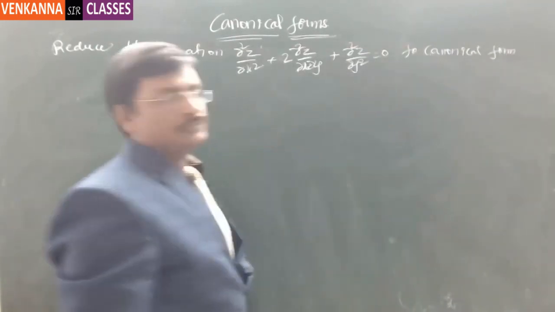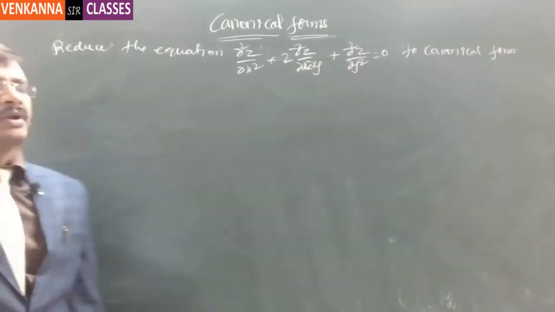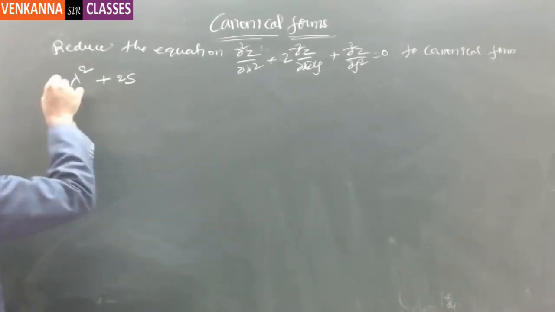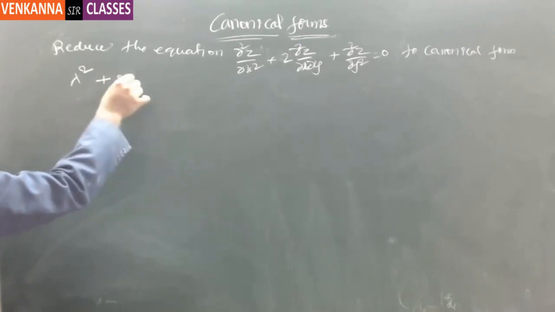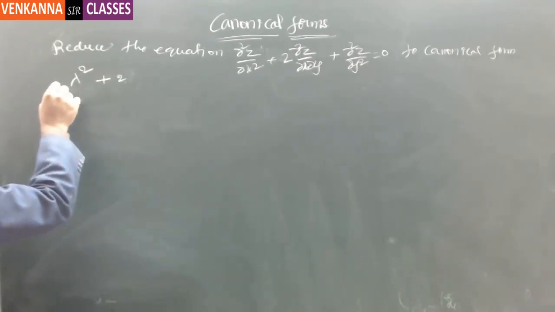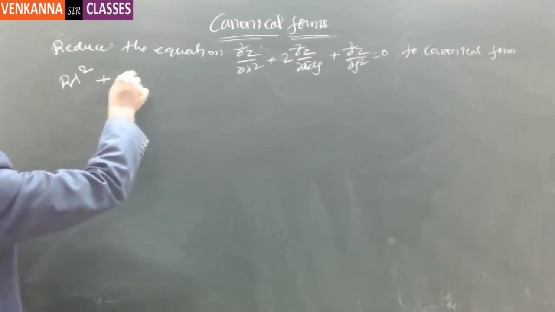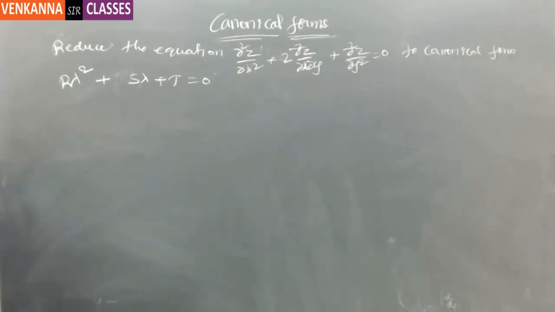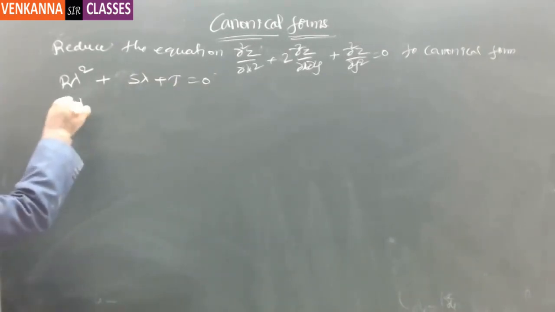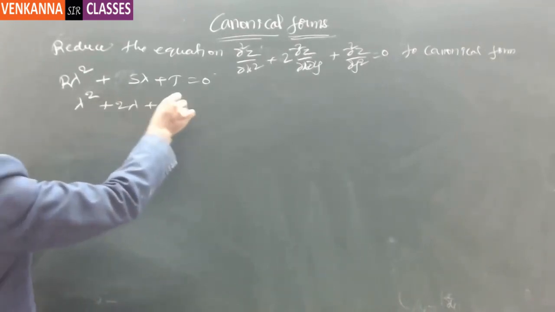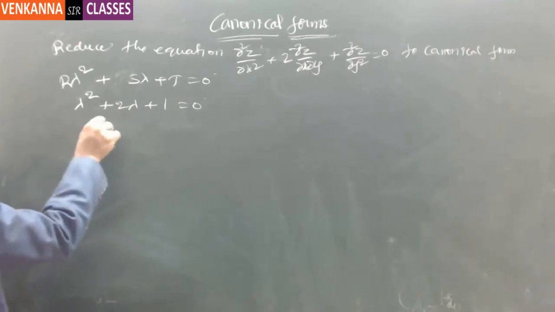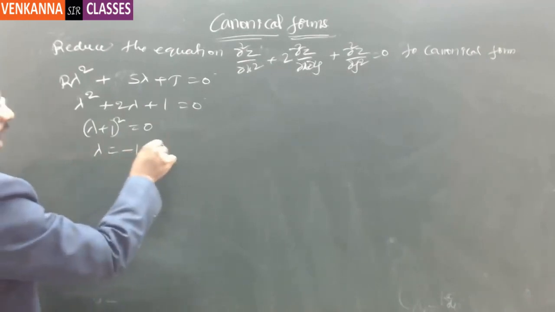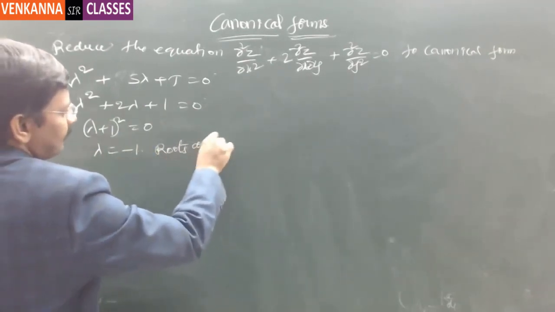Now first we write the lambda quadratic. Lambda quadratic is rλ² + 2sλ + t equal to 0. So this is the lambda quadratic equation. For this one, r value is 1, so λ² + 2λ + 1 equal to 0. Now this is (λ + 1)² equal to 0. Now λ equal to −1. So here the roots are real and equal.